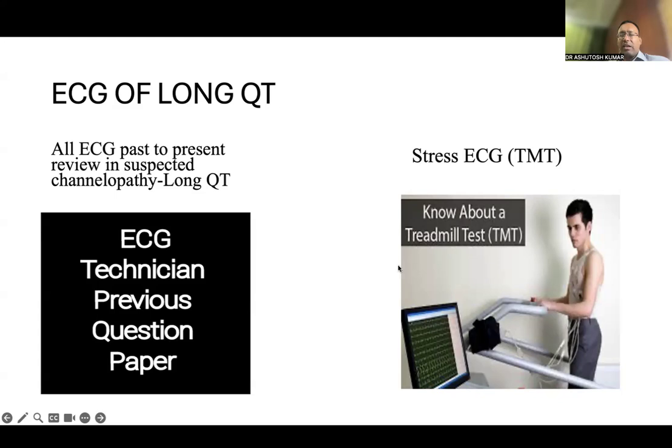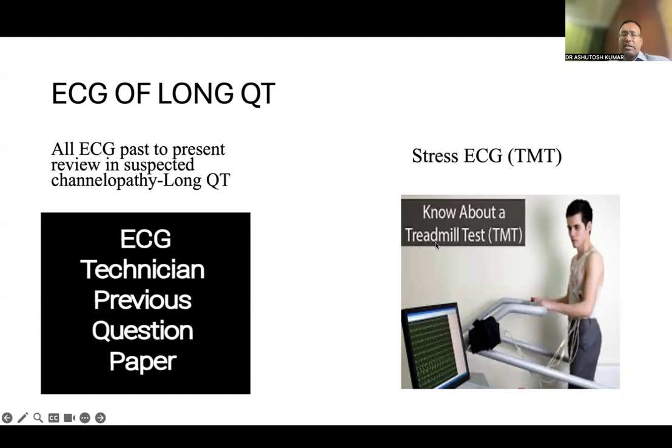But as electrophysiologists, we also do the treadmill test (TMT), and here the TMT provides the repolarization reserve of the patient. A person who has QTC prolongation at the recovery time, 4 minutes later, is taken to have repolarization reserve deficiency.